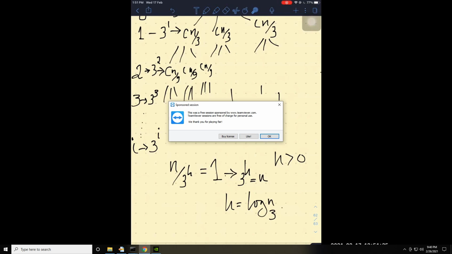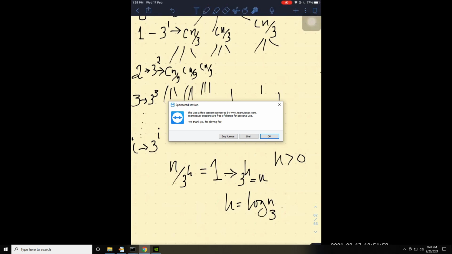Okay. I'm sorry, just to verify, you got 3 to the power h is equal to n because you just multiplied the 3 to the power h to both sides, right? Yeah, exactly. Okay, and then you just use the log rule to get the log of n. Yeah, exactly. Okay.